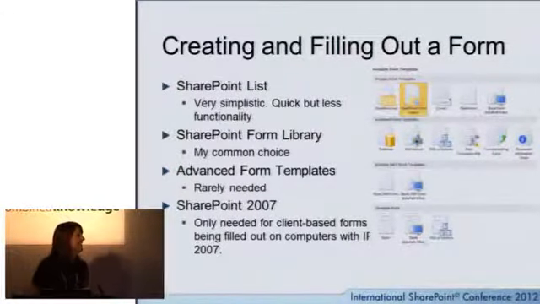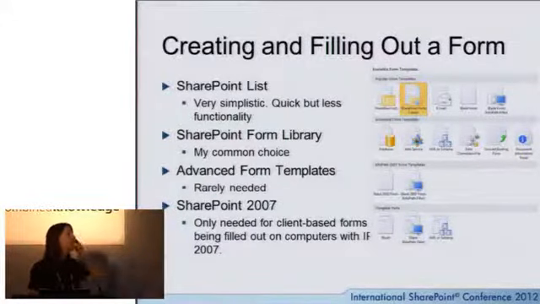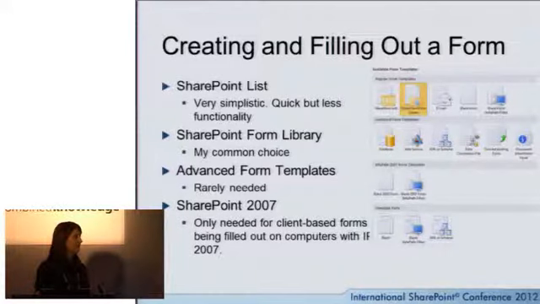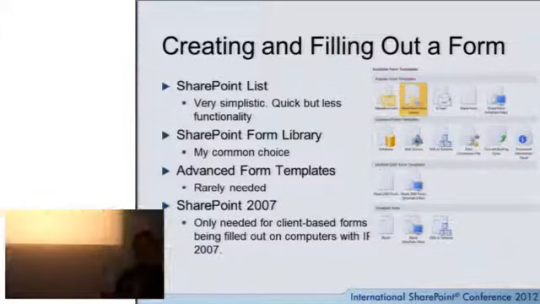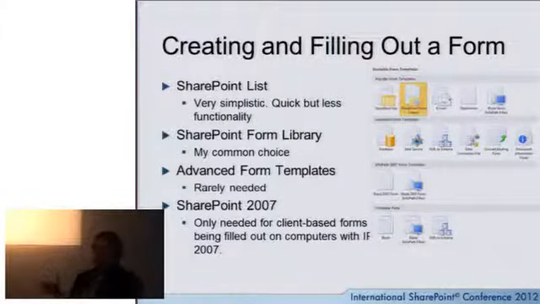All right, so when you go into InfoPath and you go to create a form, you can create one from a SharePoint list. That would be when you have an existing SharePoint list and you want to customize it, versus if you have a form library and you want people to submit the form library. So you have two different options when you're doing that. You can pick up there. And then you can do some of the advanced form templates.